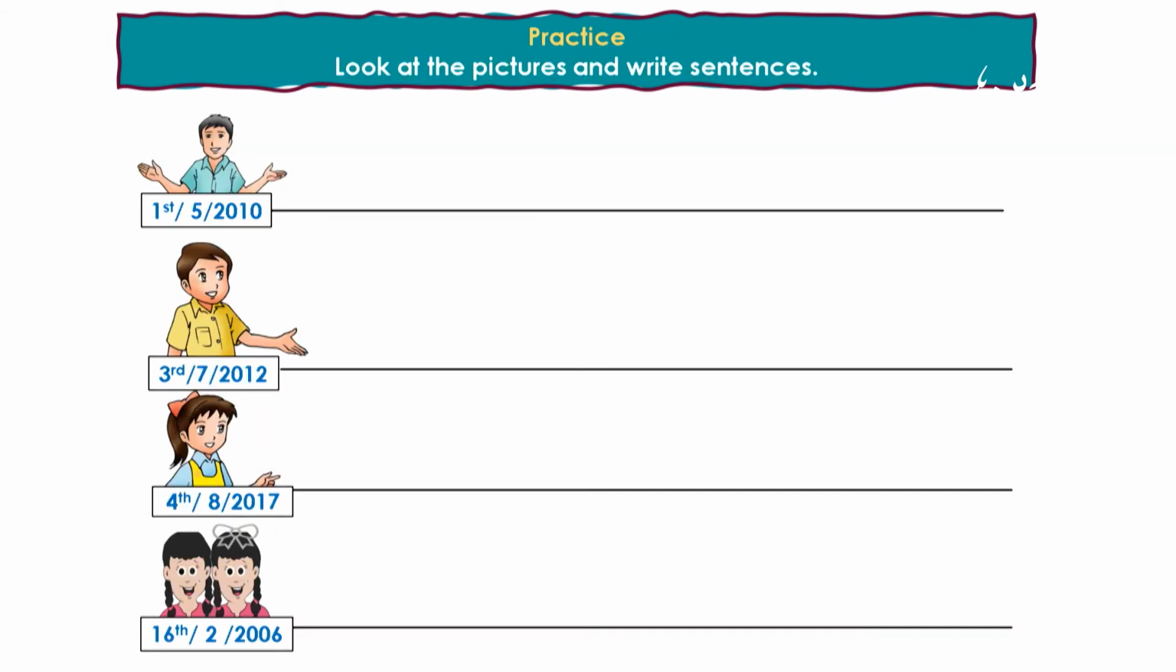Now, look at the picture and write sentences. For example, he was born on the 1st of May, 2010. You have 5 minutes to complete. Please start.